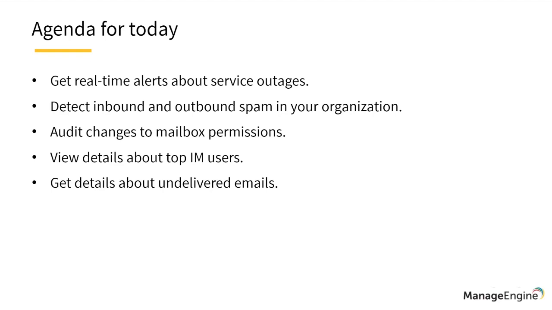The very first thing that we will be looking at is how you can get real-time alerts about service outages in your organization. And by services, I'm talking about your on-prem Exchange server services. If there is any problem, or if any particular Exchange service stops running, you need to receive an alert so that you can go back and check exactly what went wrong in your organization.